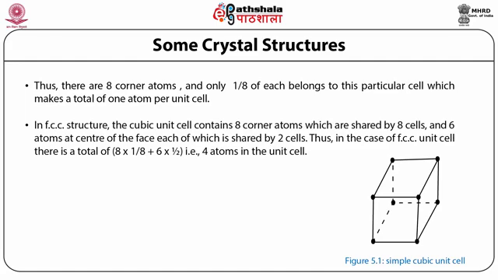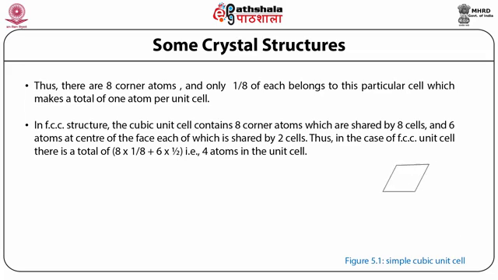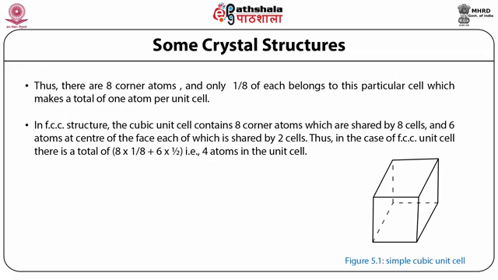In FCC structure, the cubic unit cell contains 8 corner atoms, which are shared by 8 cells, and 6 atoms at the center of the faces, each of which is shared by 2 cells. Thus, in the case of the FCC unit cell, there is a total of 8 cross 1 by 8 plus 6 cross 1 by 2, that is 4 atoms in the unit cell.